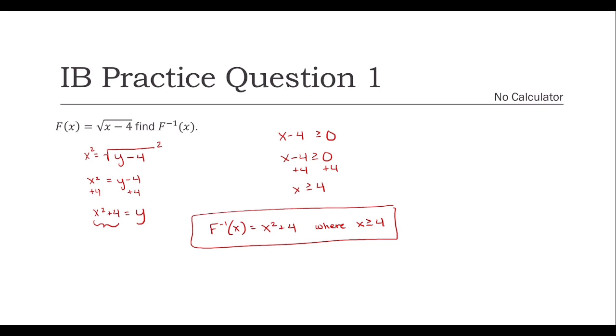And we can double check that by plugging it into our original. So we have the square root of x, which we're going to plug in our inverse, so x squared plus 4, minus 4 equals y. So we have the square root of x squared plus 4 minus 4 equals y. Our plus 4 and minus 4 becomes 0, so we have the square root of x squared equals y, and the square root of x squared is x. So x equals y. So we have confirmed that it is the inverse.